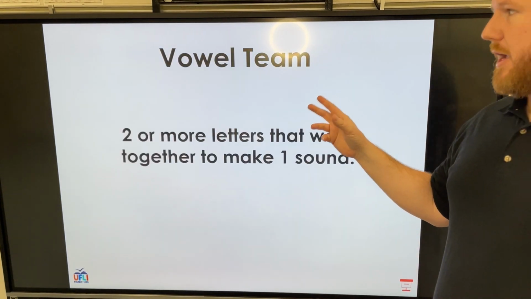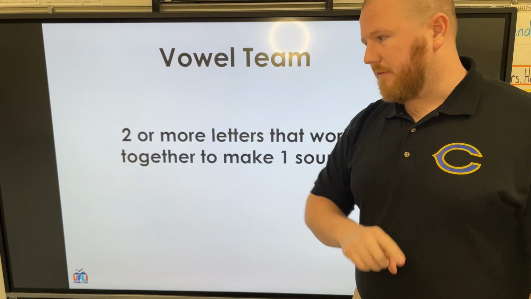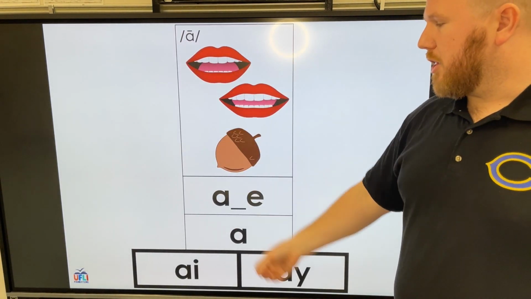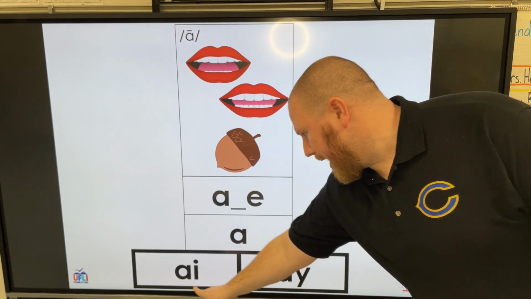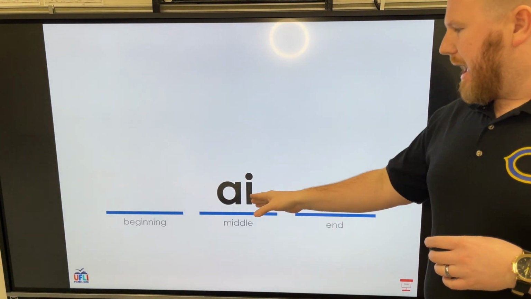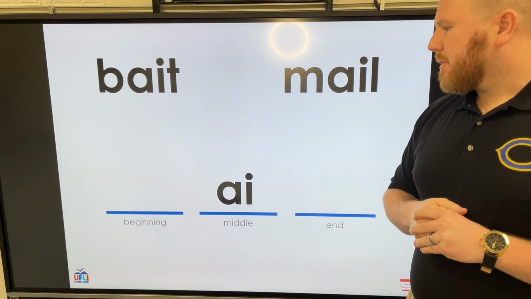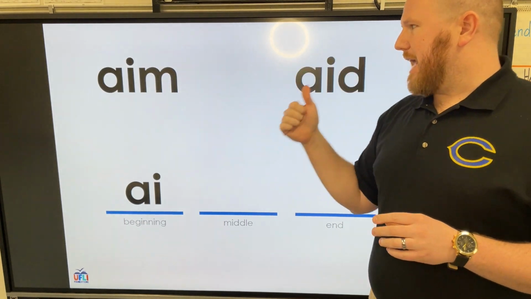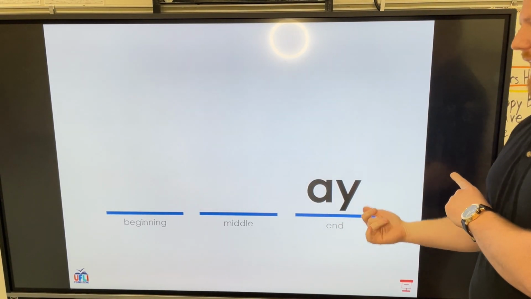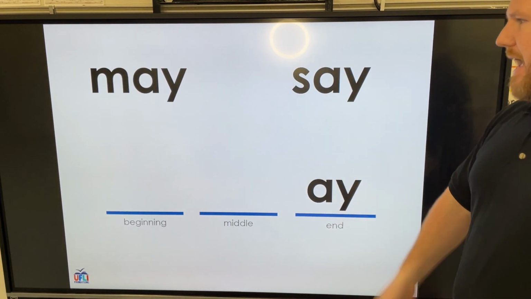We're going to start reviewing our vowel teams, in which vowel teams are 2 or more letters that make one long vowel sound. So let's take a look at them. Let's start with long A. These were the 2 that we learned, AI and AY. Let's look at where they are in words. AI can be in the middle, like in the words bait and mail. And it can be at the beginning of words like aim and aid. Then AY you'll usually find at the end of a syllable, like may and say.